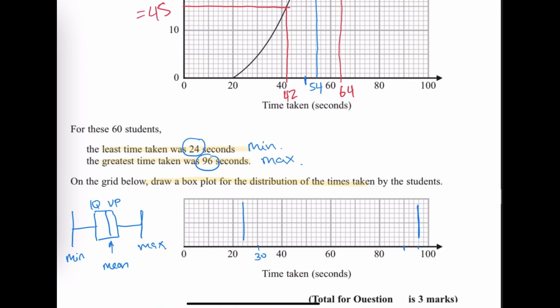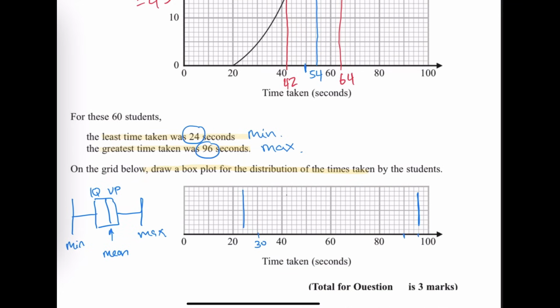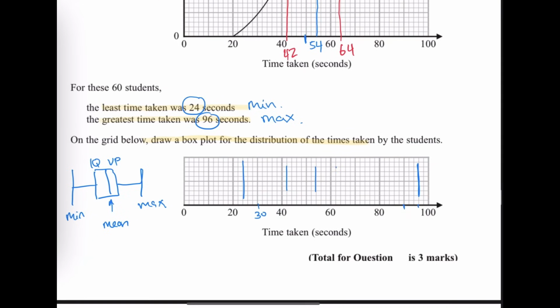Now all we need to do is put it down, so we're going to have 42. 42 is over here. We'll make that a tiny bit smaller than our top outside parts. So then 54 is over here. Then we have 64, which is over here.